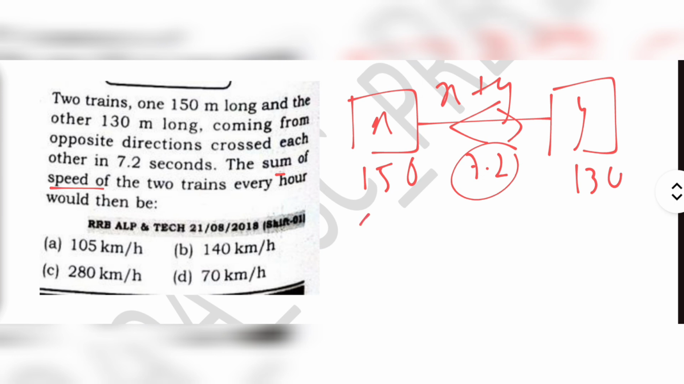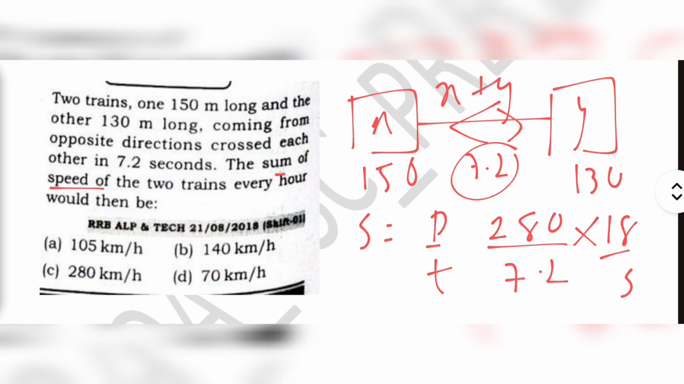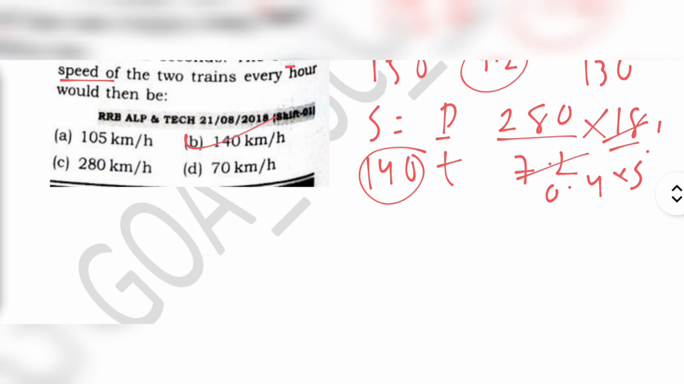Okay, so the speed is nothing but distance upon time. We know the time is 7.2 seconds, but what is the distance? This is nothing but the addition of both, 280, and we have to convert that into kilometers per hour. What we'll do is multiply by 18 by 5 because this is already in meters per second. So 280 into 18 by 5, 5 fours are 20, which is 2, so 140 kilometers per hour.